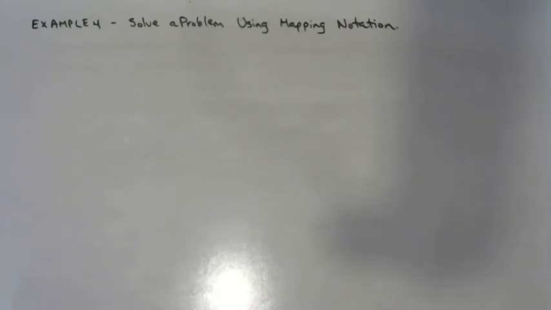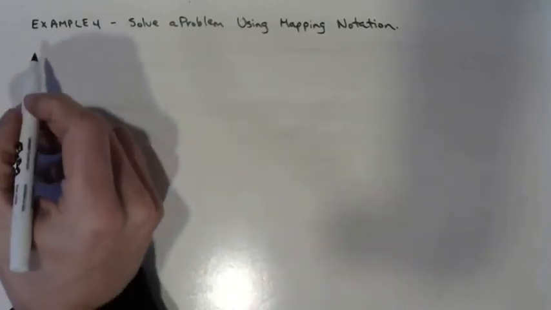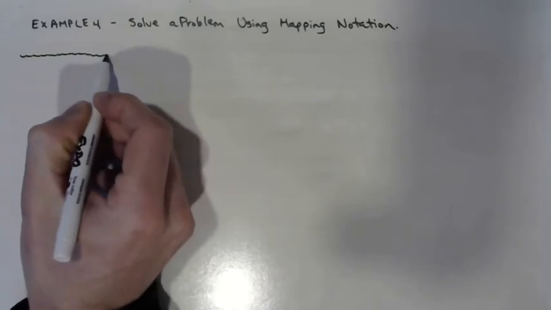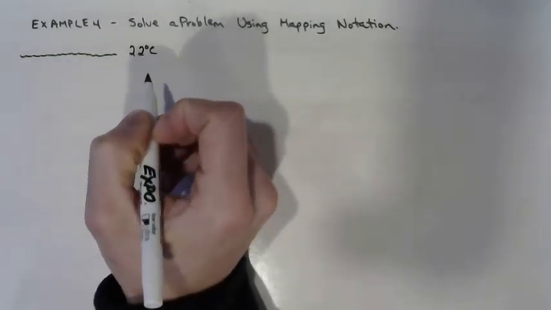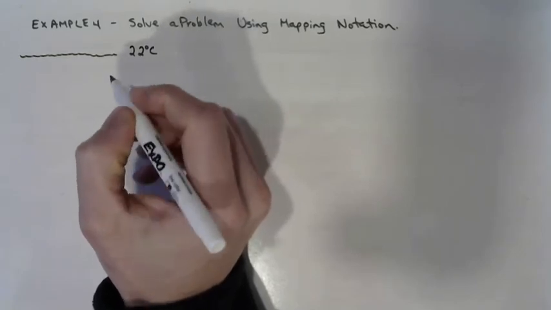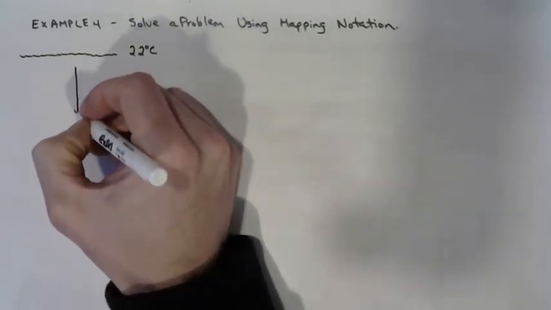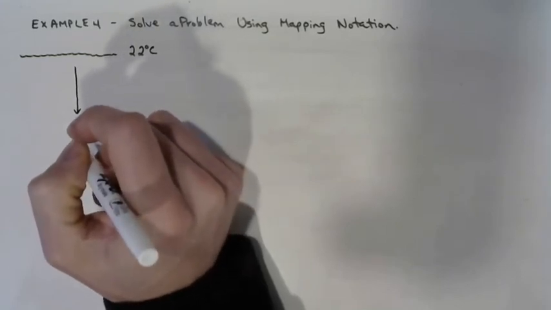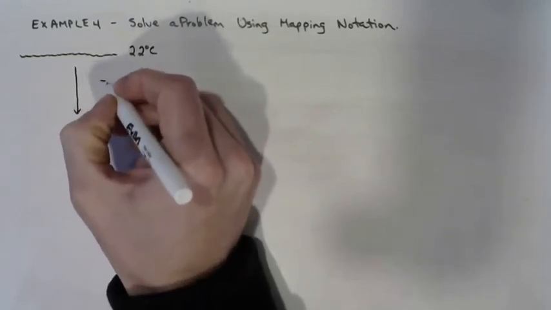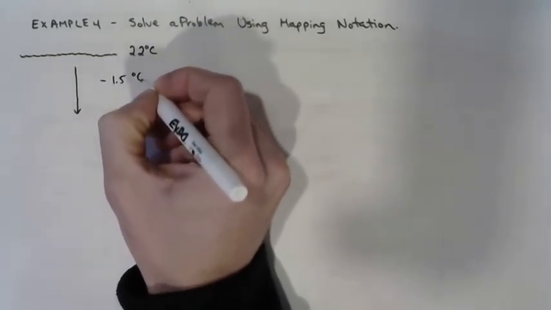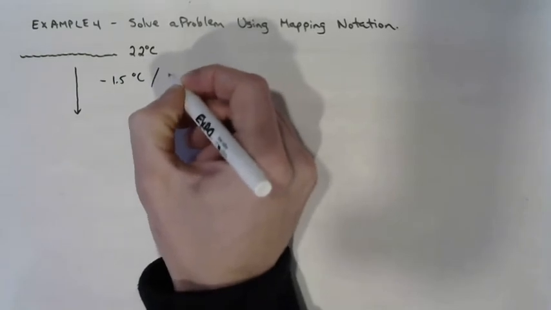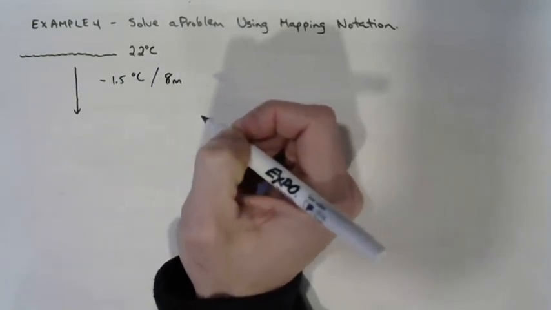All right, last example, let's solve a word problem. We have Ronaldo. He's scuba diving in a deep lake. Here's the top of the water here. And the temperature at the top of the water is 22 degrees Celsius on a warm summer's day. As he dives, he finds that the temperature decreases by 1.5 degrees Celsius for every 8 meters.